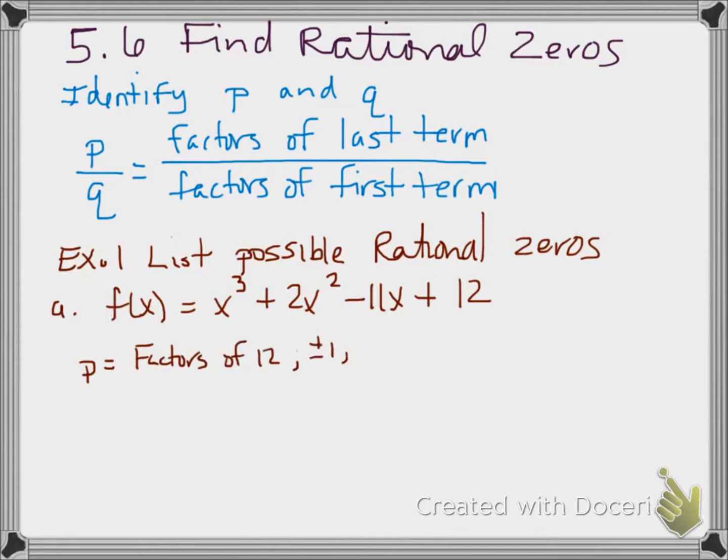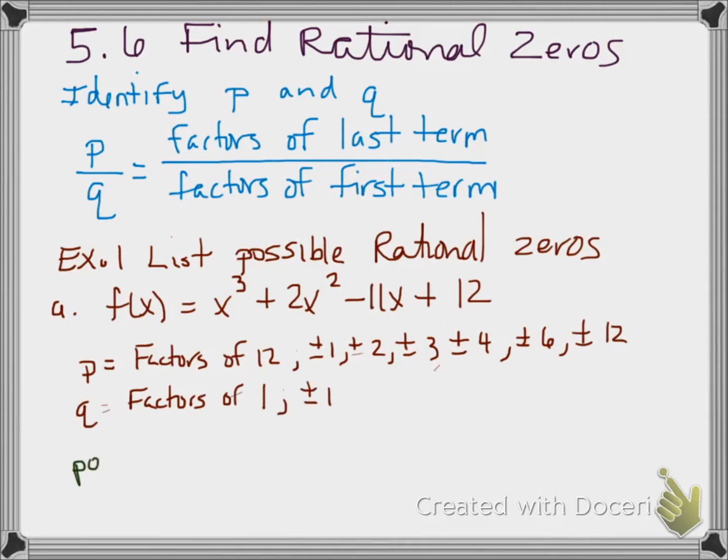Just do this really quick. A positive or negative 2, a positive or negative 3, a positive or negative 4, a positive or negative 6, and a positive or negative 12. So those are the factors of the 12, which is the last number. Remember, P is the last number. Q would be the factors of the first number, which in this case is 1. So the factors of 1 is just positive or negative 1.